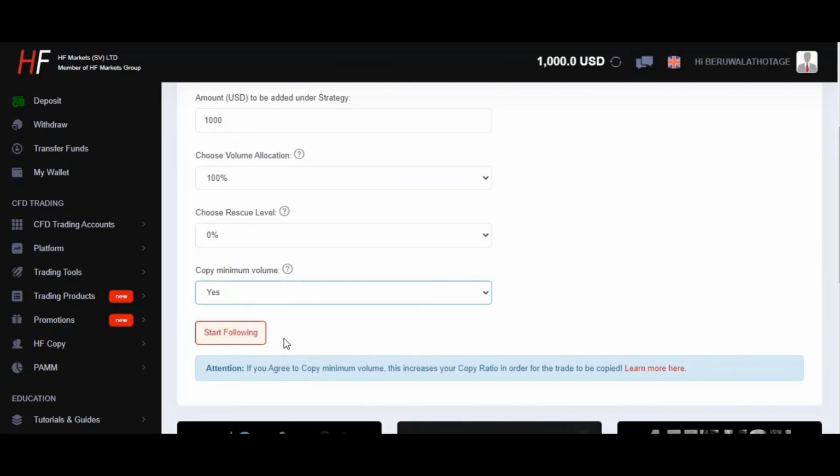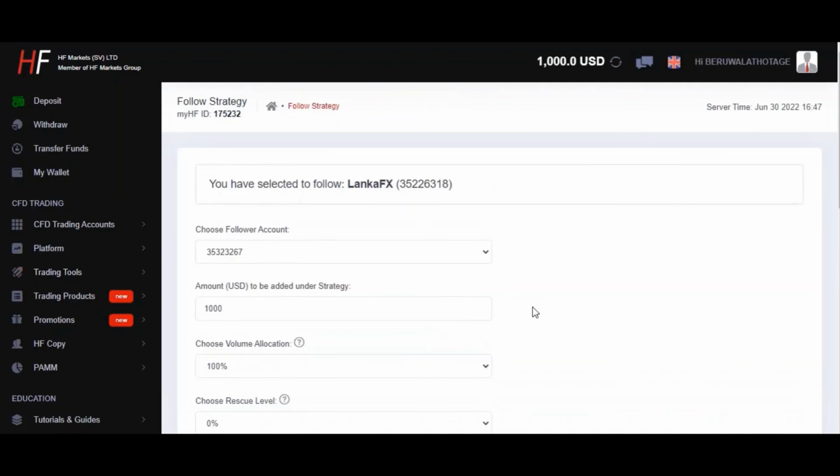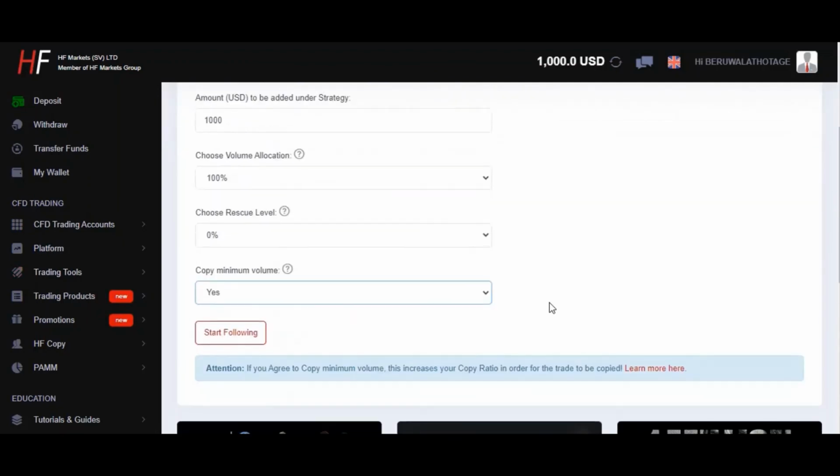But I cannot do this one because this is my own account. I cannot follow my own account. So when you click start following, you are done. Your balance will be transferred to your follow account and you will start following. So that is all about the follow account. You don't have to do anything, you just set up and watch the account. This is all about Hotforex copy trading. You can make passive income without doing anything.